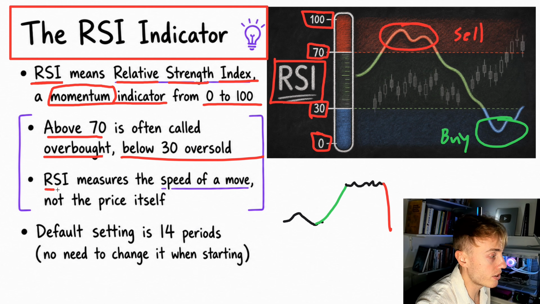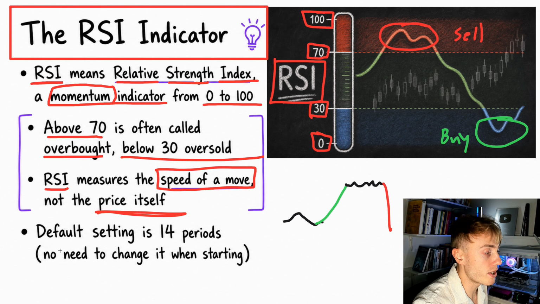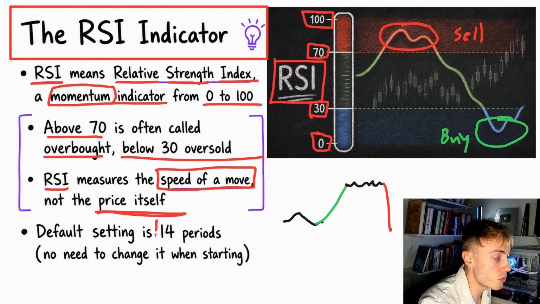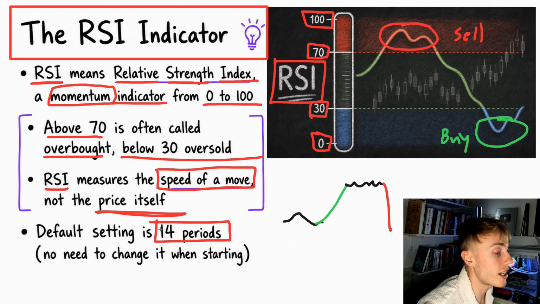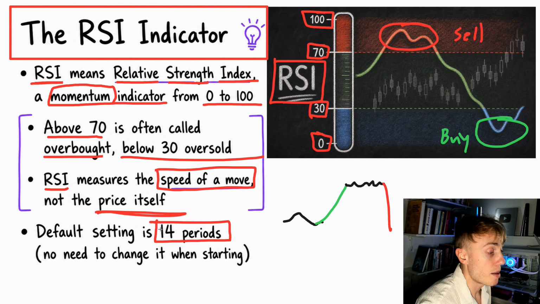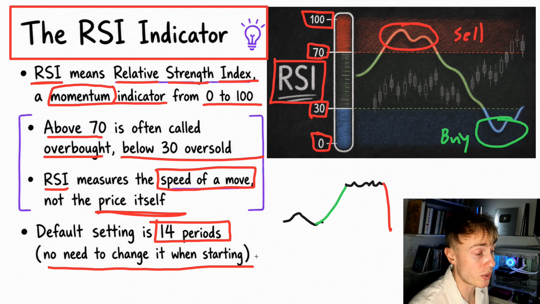And as I already mentioned, the RSI measures momentum, which is basically the speed of a move, or you can think about it as the velocity of a move, and it's not measuring price itself. And when it comes to the RSI, the default setting is to use 14 periods. What do I mean by this? Well, this is basically that the RSI indicator uses 14 candles to make its calculations. But we can actually change the periods of the RSI, and we can change lots of the settings to potentially improve the RSI. But for beginners, there is no real need to change the settings when you are just starting out.